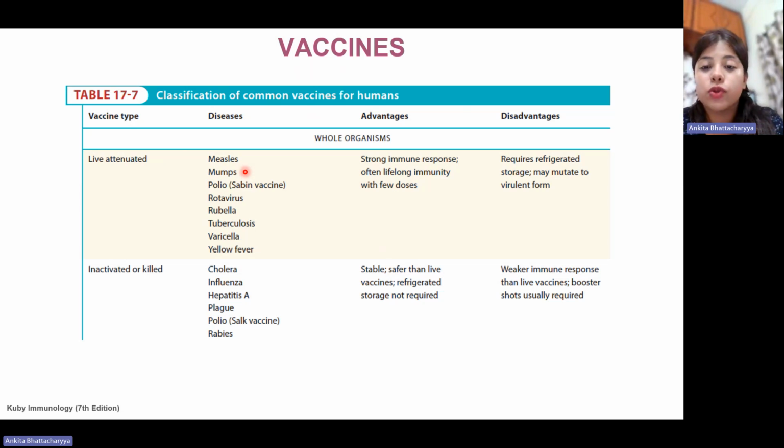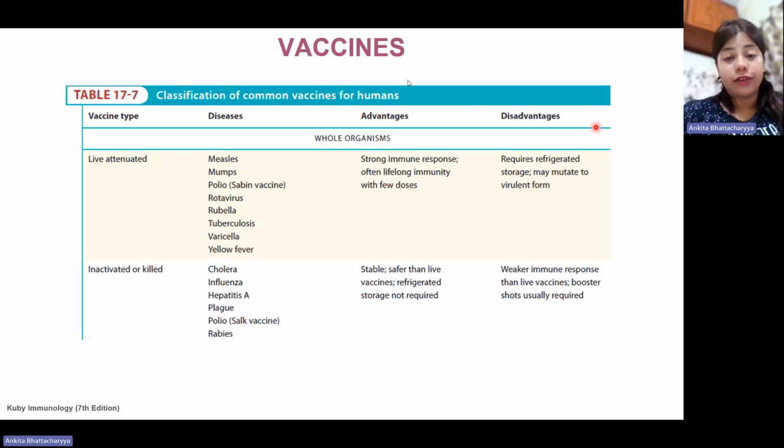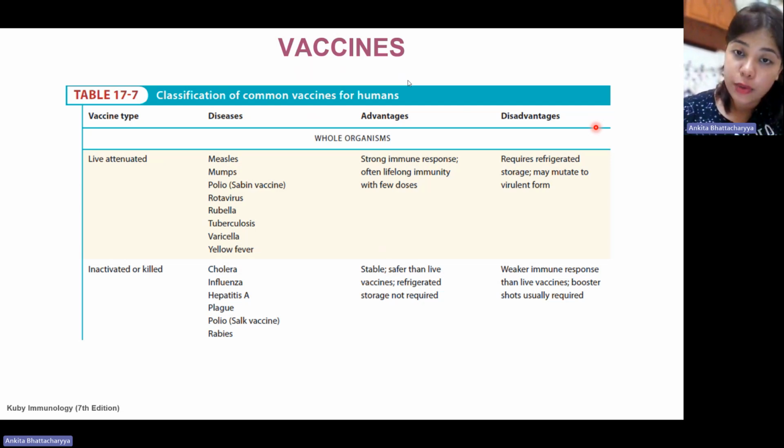What is the advantage? It gives you a very strong immune response, often even lifelong immunity with very few doses. The problem is that it requires refrigeration, and its storage and circulation to different parts of different countries is difficult. And thirdly, the fact that it is attenuated but obviously not killed gives it the scope to mutate again to the virulent form and become disease causing again over the course of time. So that always remains a risk and a disadvantage when you talk about live attenuated vaccines.